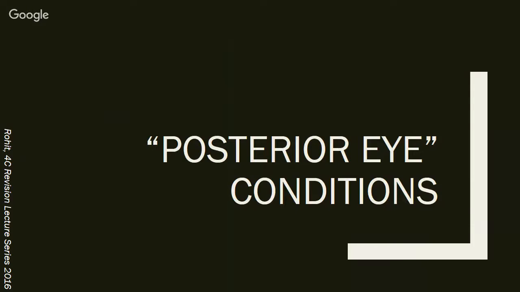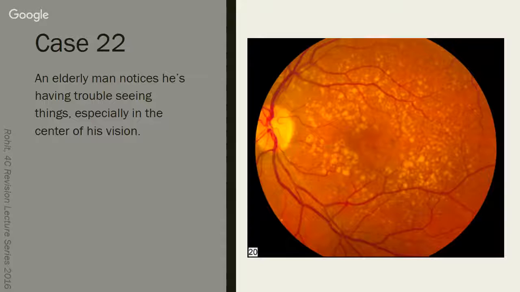All right, so moving on to the posterior eye. So everything we've done so far is painful eye, red eye, okay? These ones are gonna be more visual loss. If it's chronic, it'll be bilateral. If it's acute, it'll be unilateral. And you'll get lots of pictures of retinas, such as this one. So an elderly man notices he's having trouble seeing things, especially in the center of his vision, bilaterally. Yeah, absolutely. Age-related macular degeneration.